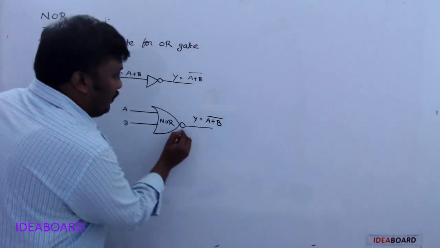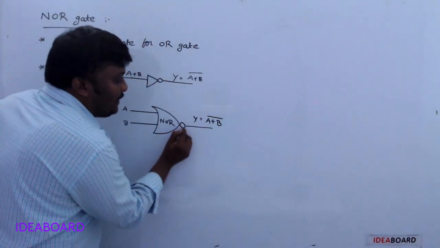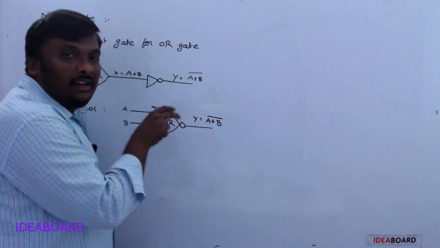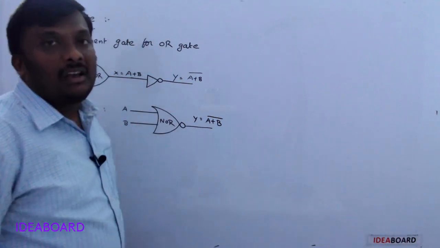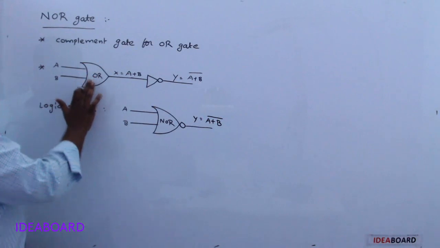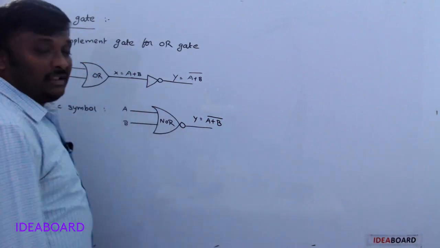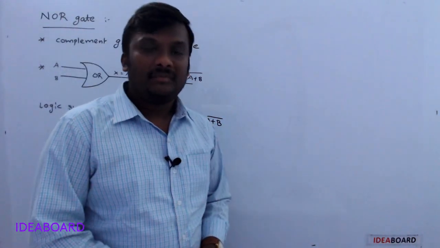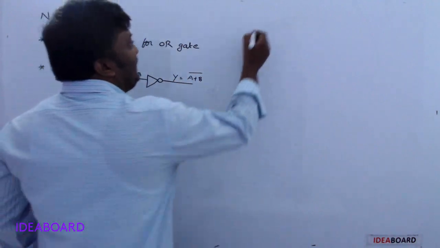Understand? So if you place one bubble here, it is always called a NOR gate. There is no bubble here, hence it is called OR gate. If bubble is there, it is called NOR gate. Understand? Now let us see the truth table.